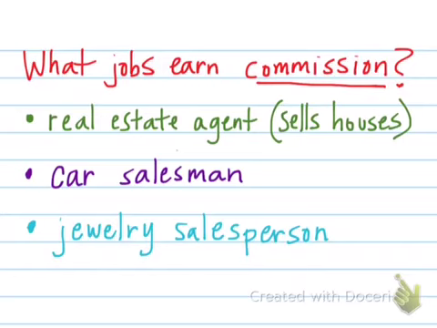What jobs earn commission? Some examples are real estate agent, someone who sells houses or apartments or condos or townhouses, a car salesman, or a jewelry salesperson. So these are some examples of jobs that might earn commission, a percentage of a portion of the cost of the product that they sold.